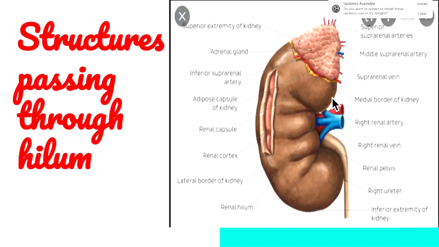Structures passing through the hilum. This is the medial concave depression known as the hilum. From before backwards, the structures are renal vein, renal artery, and the renal pelvis, which descends downwards and continues as the ureter. To differentiate whether the kidney belongs to the right or left, first we have to see the structures present in the hilum from before backwards.